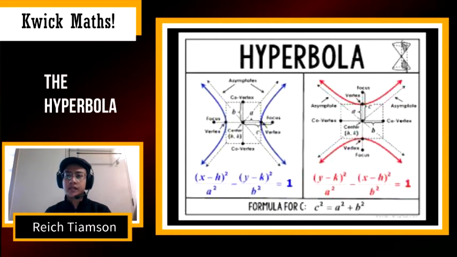The vertices and asymptotes can be used to form a rectangle, with the vertices at the centers of two opposite sides and the corners on the asymptotes. The centers of the other two sides, also called the conjugate axis, are called the co-vertices. Where the asymptotes of the hyperbola cross is called the center. A hyperbola is represented by the standard formula (x minus h) squared over a squared minus (y minus k) squared over b squared is equal to 1.